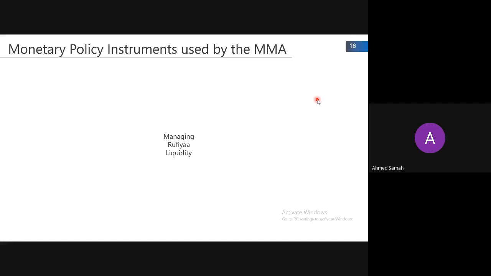To manage rupiah liquidity, we use some monetary policy instruments known as monetary policy tools, one of which is the minimum reserve requirement. This is the equivalent of the reserve requirement in the case of Maldives.